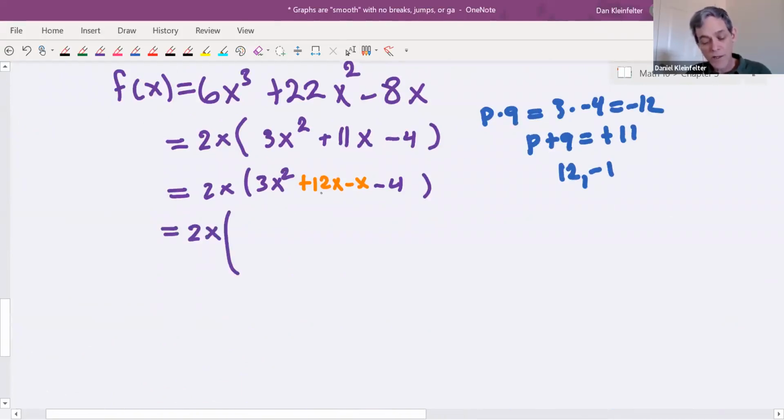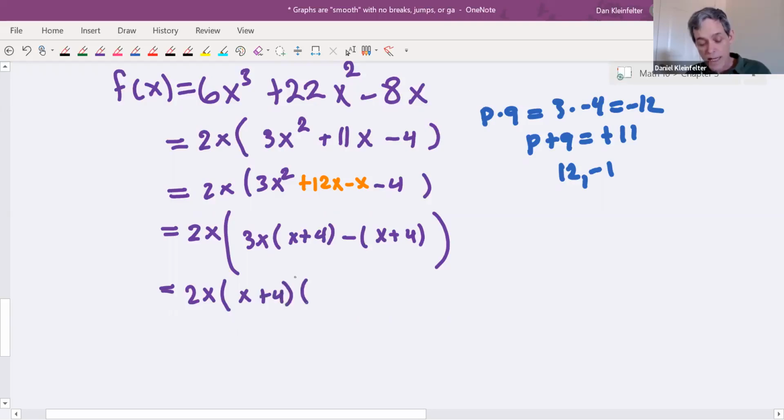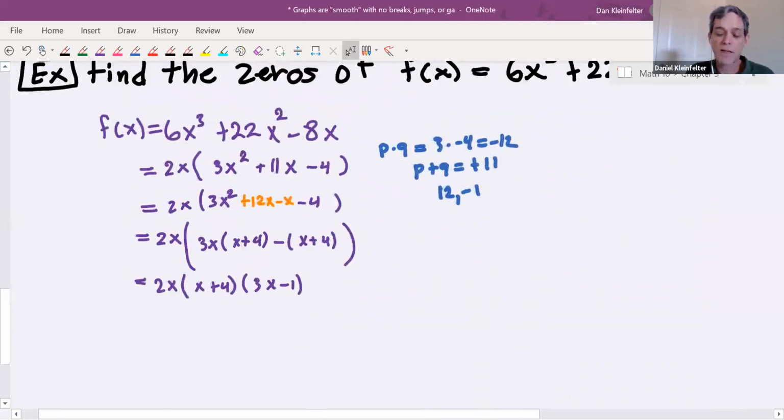So the first two terms have a common factor of 3x. That will leave x plus 4. The second two terms have a common factor of -1. If we factor that out, we'll be left with, again, x plus 4. Okay, 2x, our common factor of x plus 4, and then 3x minus 1. Okay, so the hard part on this is getting that factorization written, but we've done it.